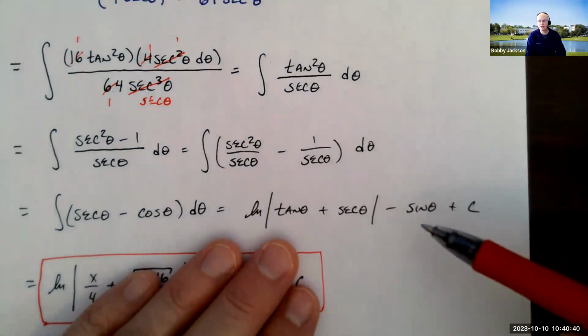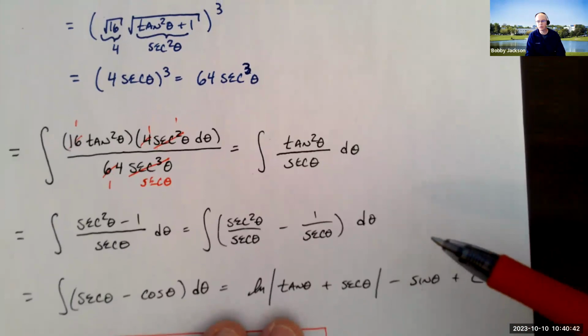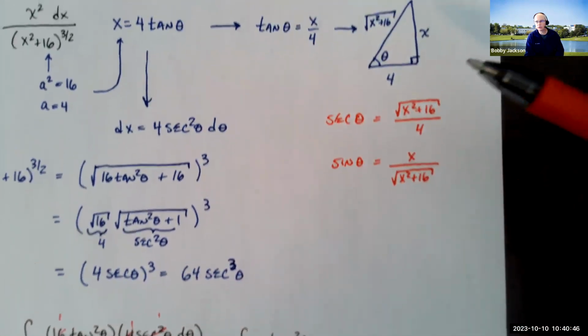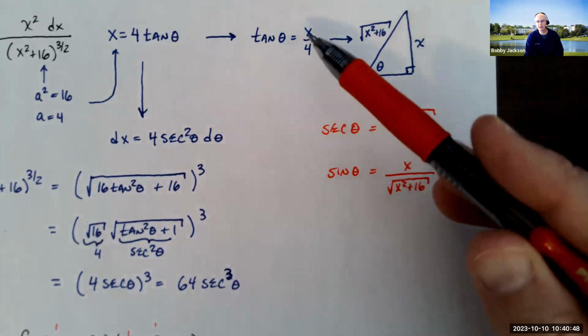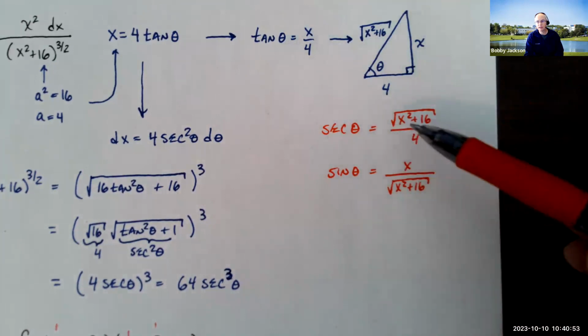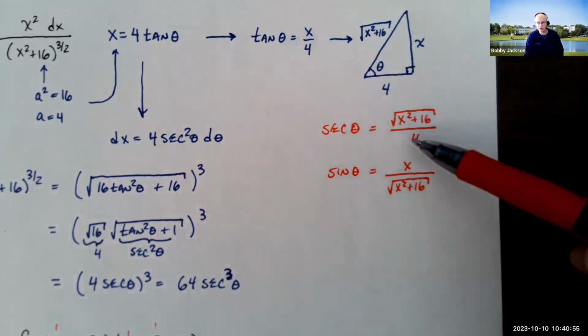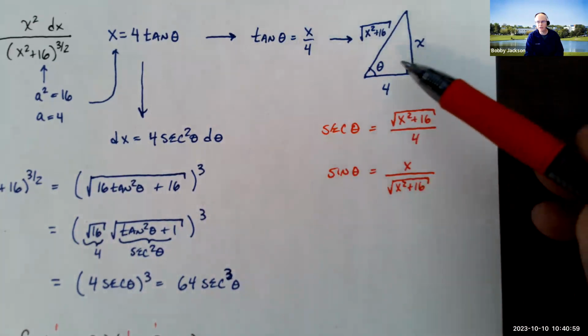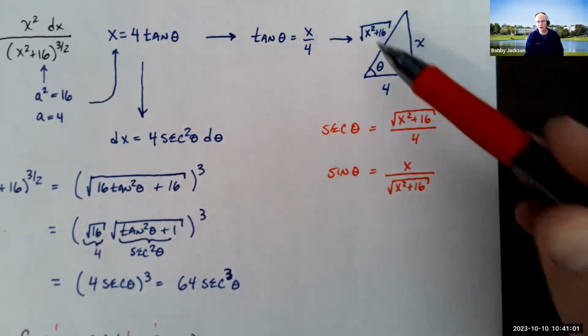Okay, we want to get back to the original variable x, and so now we go back up to this right triangle that we have. Of course, we know tangent theta is x divided by 4. Secant theta, which is again the reciprocal of cosine, is the hypotenuse over the adjacent. Sine theta is opposite over the hypotenuse, x divided by the square root of x squared plus 16.